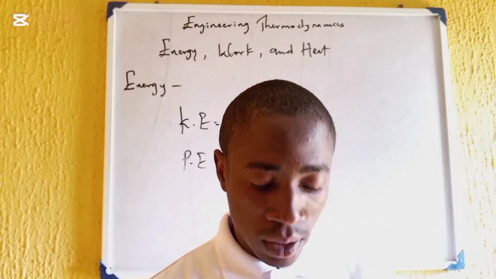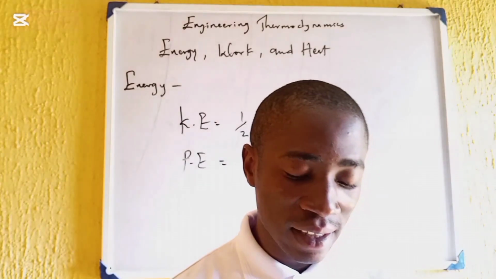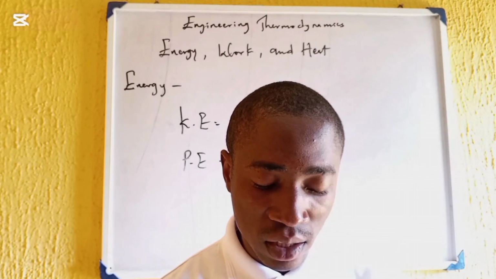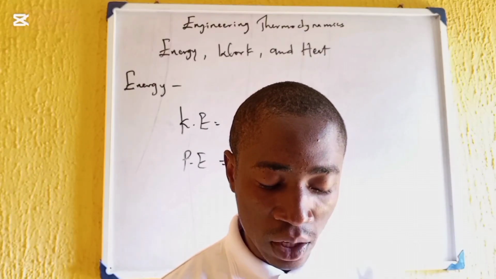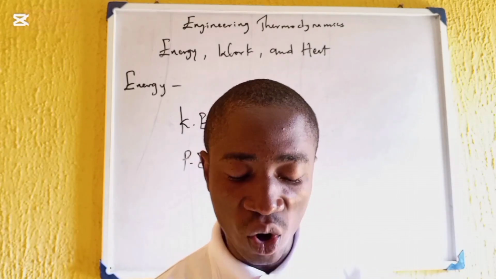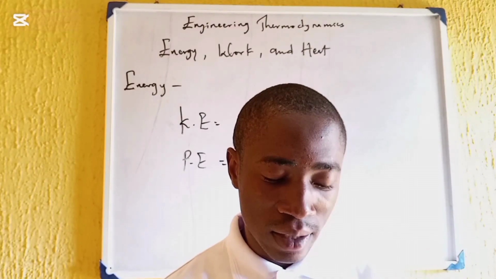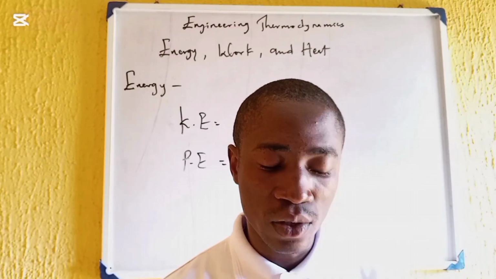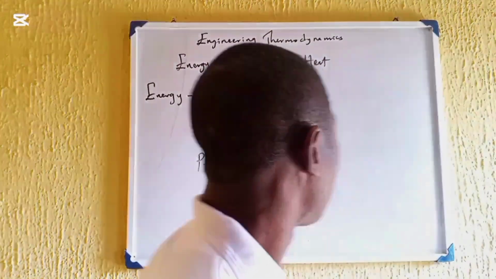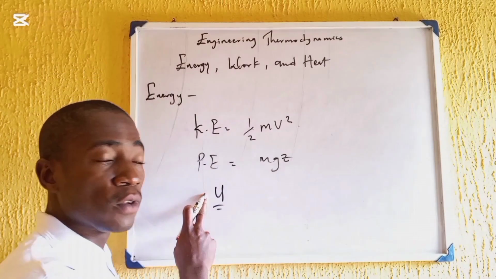Now the other one is internal energy. It is the sum of all forms of energy contained in the random motion and interactions of molecules, atoms, and particles that make up the system. In other words, it is the energy stored within a system at the microscopic or molecular level. So all other forms of energy stored within the system at the microscopic level is called what? Internal energy. So the symbol of this energy is U. So here is the symbol U for internal energy.